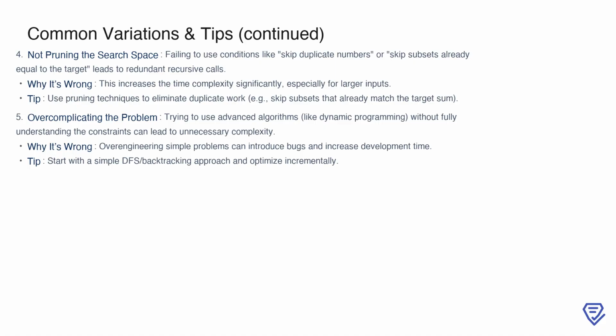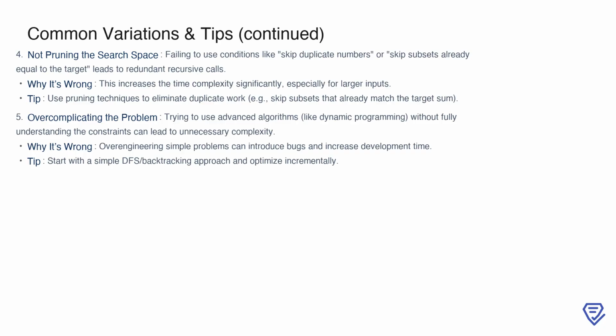Another common mistake is failing to prune the search space effectively. If you don't skip duplicate numbers or subsets that already match the target sum, you end up performing redundant computations, significantly increasing the time complexity. Pruning techniques, like skipping subsets that are already valid, help eliminate unnecessary work and make the algorithm run faster.